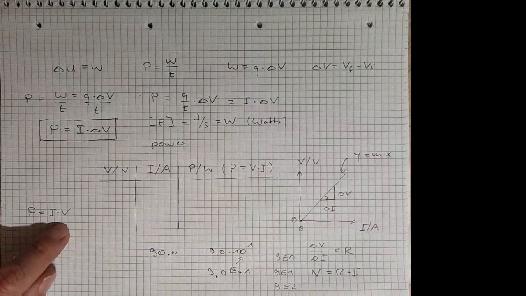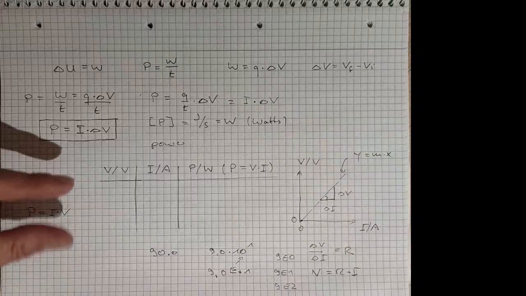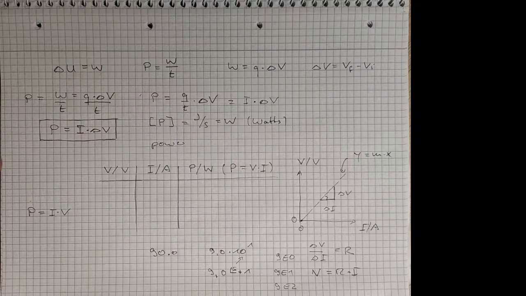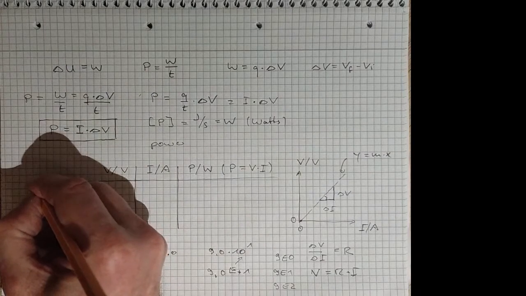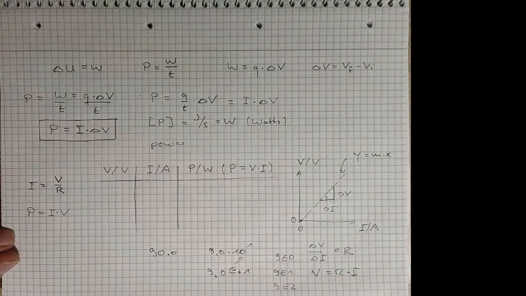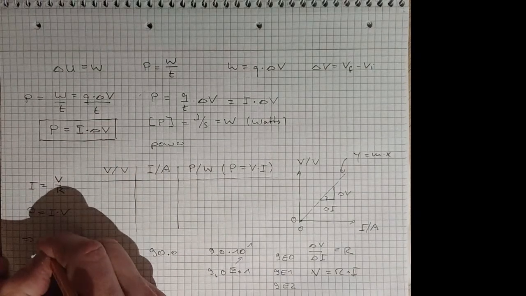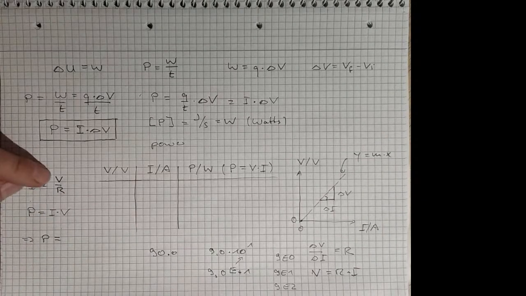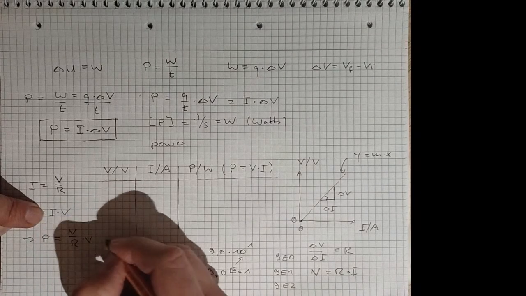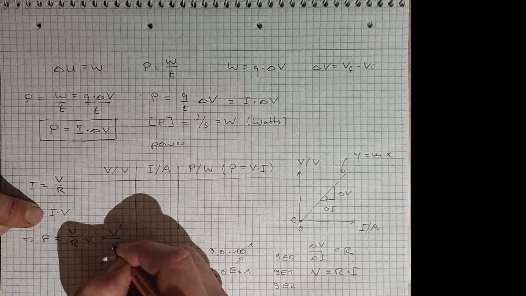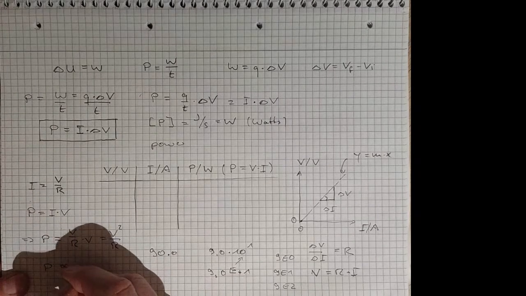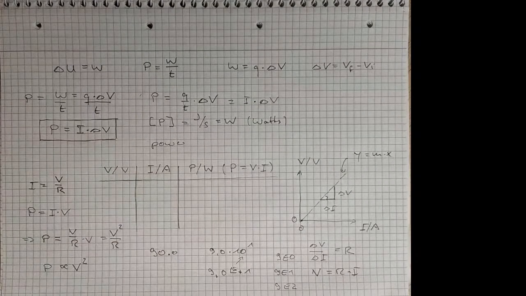With V I mean the voltage drop across the resistor, the voltage difference between the two terminals. And I is the current running through it. And from Ohm's law we know that I is equal to voltage divided by resistance. So it follows that the power is equal to V divided by R, which is I, times V, which is V squared divided by R. And you see P is proportional to the voltage to the power of 2.